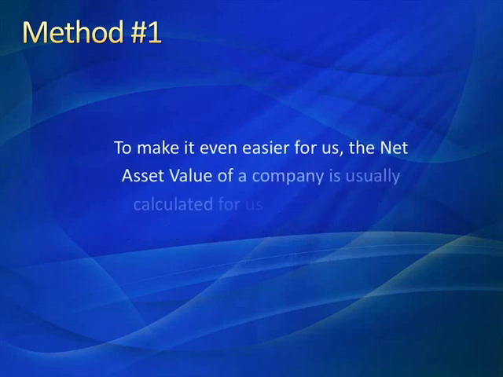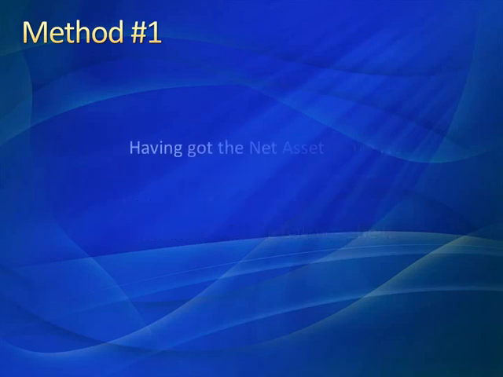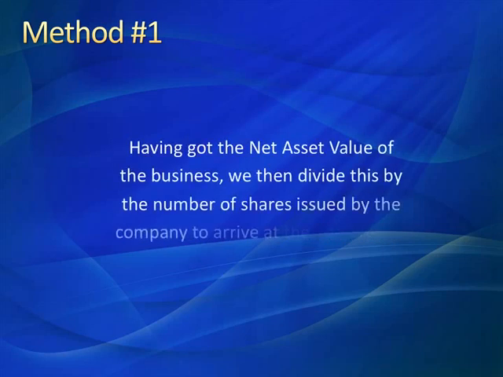To make it even easier for us, the net asset value of a company is usually calculated for us and shown as a separate line in the balance sheet. Having got the net asset value of the business, we then divide this by the number of shares issued by the company to arrive at the share price.